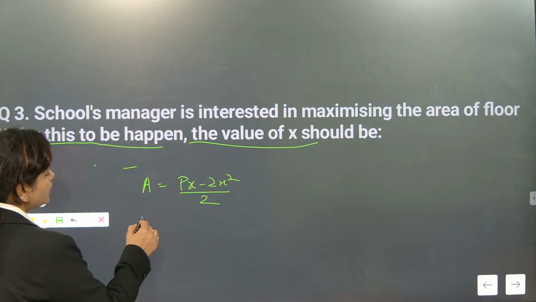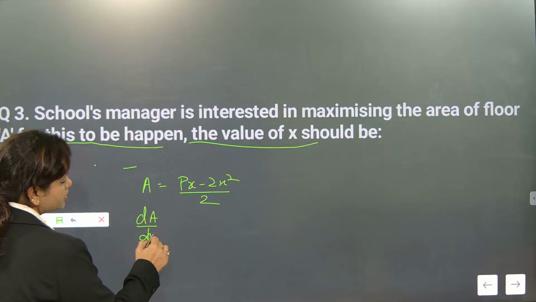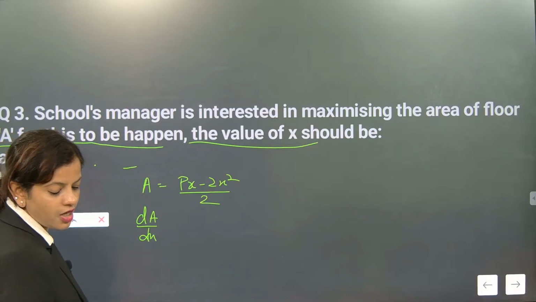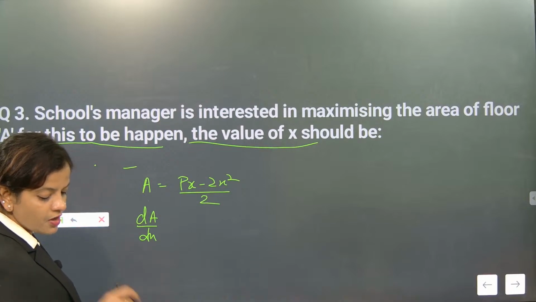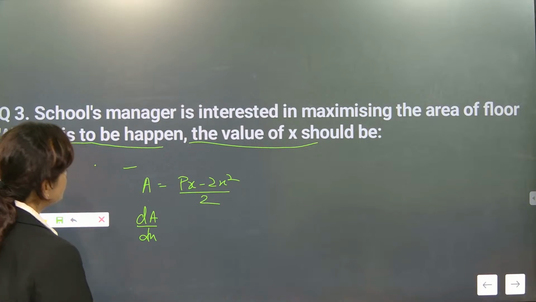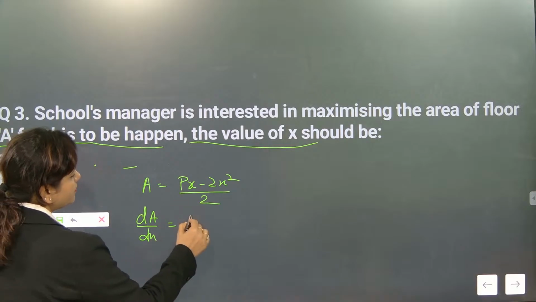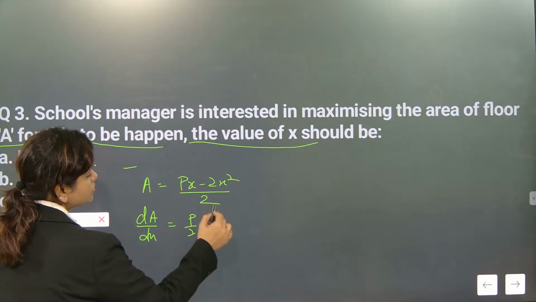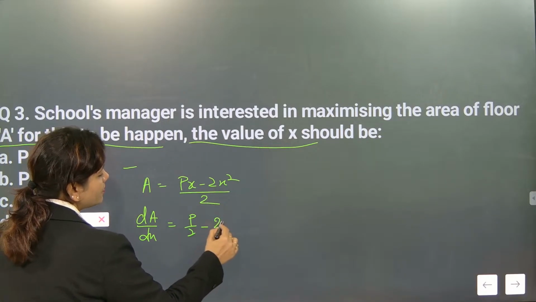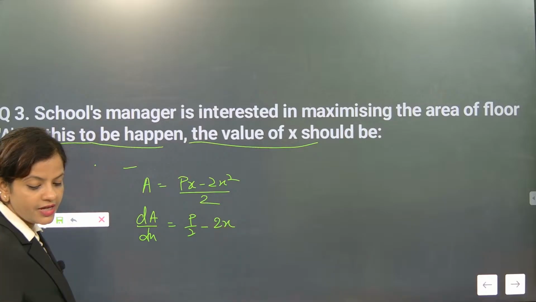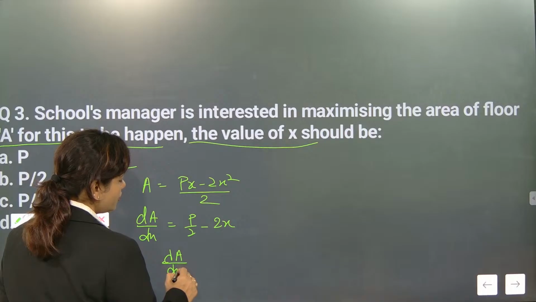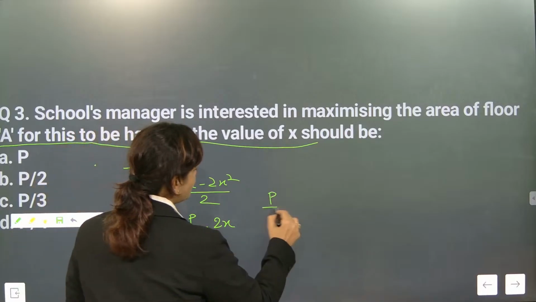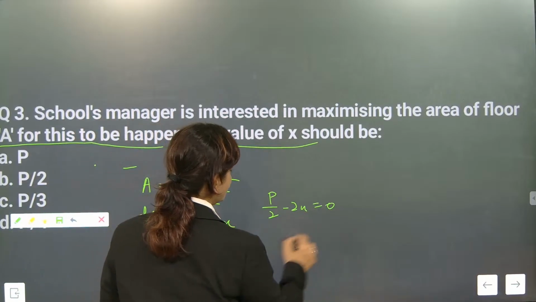So here, we differentiate it, dA by dx, with respect to x only. Once you differentiate, dA by dx will become p by 2 minus 2x, as the 2 will get cancelled. For maximum, the differentiation of area will become 0. So p by 2 minus 2x is equal to 0.